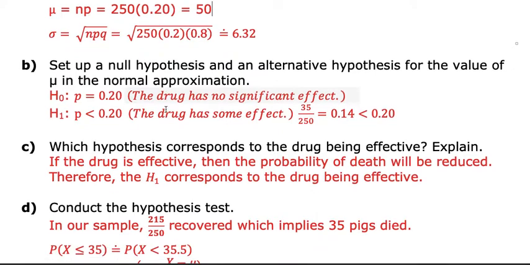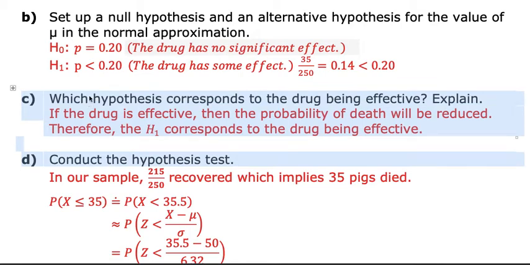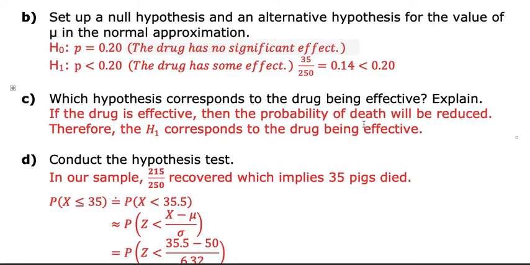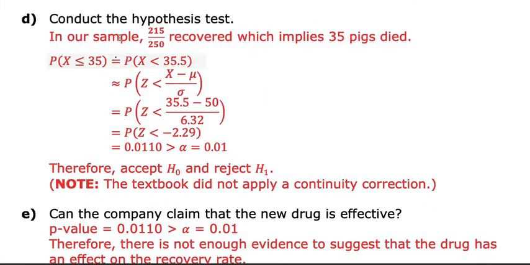And we would have to establish how certain we want to be with alpha, but we'll follow the sequence of questions in the textbook. Which hypothesis corresponds to the drug being effective, and explain? If the drug is effective, then the probability of death will be reduced. Therefore, the alternative hypothesis corresponds to the drug being effective. Less than 20%, because our drug is causing less of the pigs to die, hopefully. So, conducting a hypothesis test.